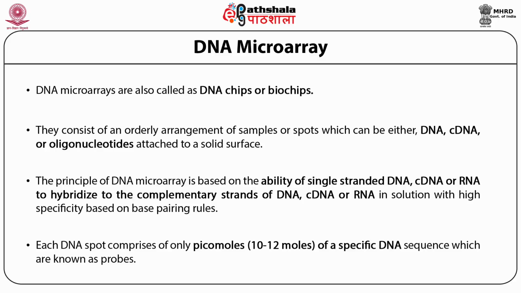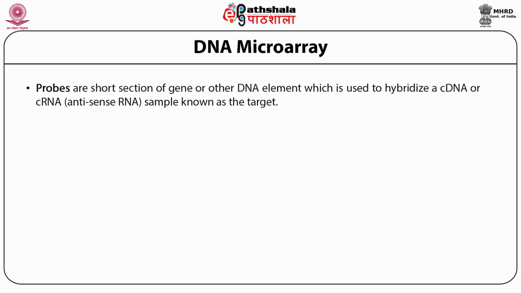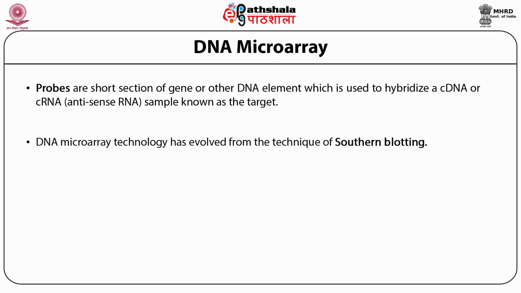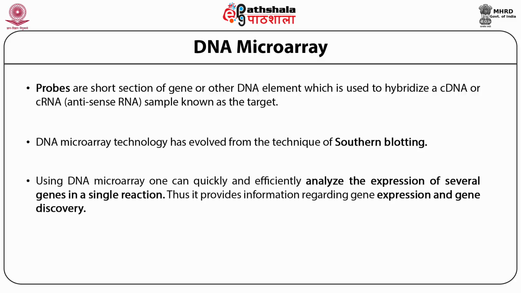Each DNA spot comprises only picomoles of specific DNA sequence, which are known as probes. Probes are short sections of a gene or other DNA element which is used to hybridize a cDNA or cRNA sample known as the target. DNA microarray technology has evolved from the technique of Southern blotting. Using DNA microarray, one can quickly and efficiently analyze the expression of several genes in a single reaction. Thus, it provides information regarding gene expression and gene discovery.